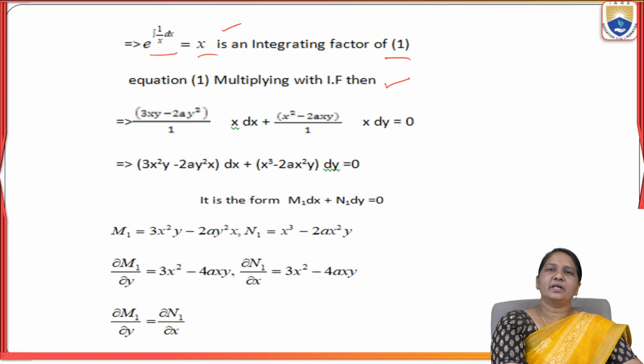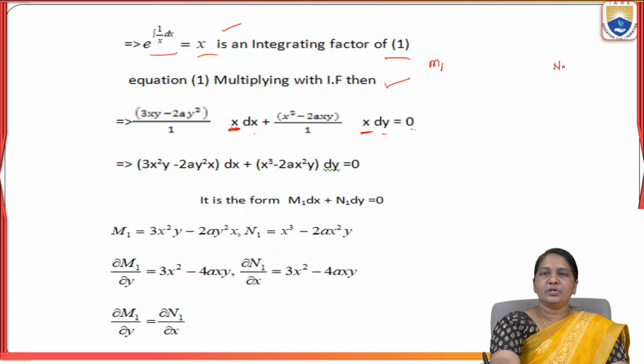So here the integrating factor is x. We are going to multiply it with the given M value and N value. So (3xy minus 2ay square) into x dx plus (x square minus 2axy) into x dy equal to 0. That means here we got the new M1 and new N1 values.